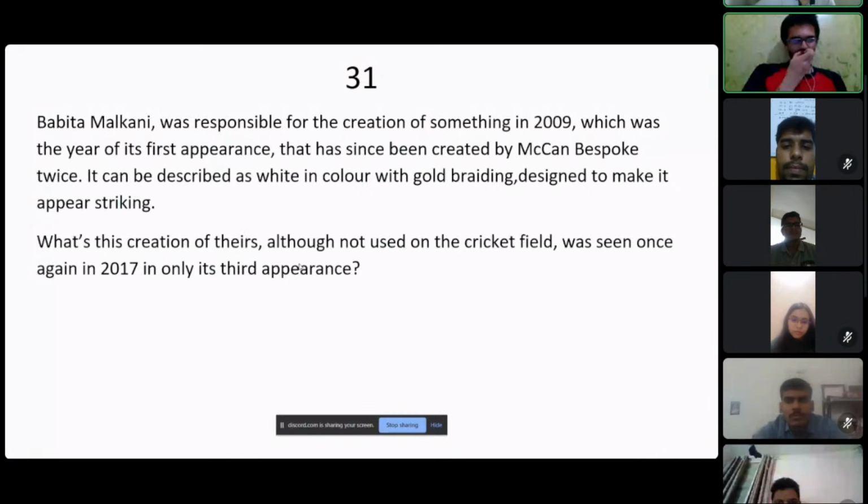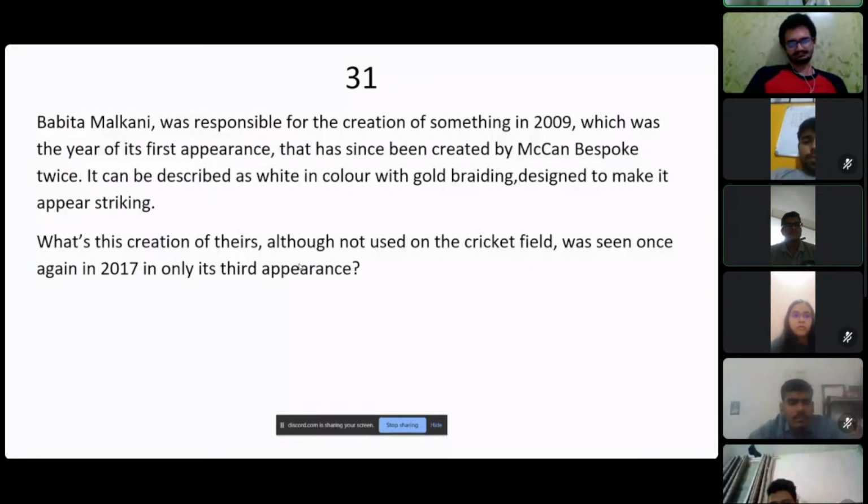Babita Malkani was responsible for the creation of something in 2009, which was the year of its first appearance, that has since been created by McCann Bespoke twice. It can be described as white in color with gold braiding designed to make it appear striking. What's this creation of theirs? Although not used on the cricket field, it was seen once again in 2017. It has only been its third appearance. So creation in 2009, third appearance in 2017. Not used a lot in the cricket field.